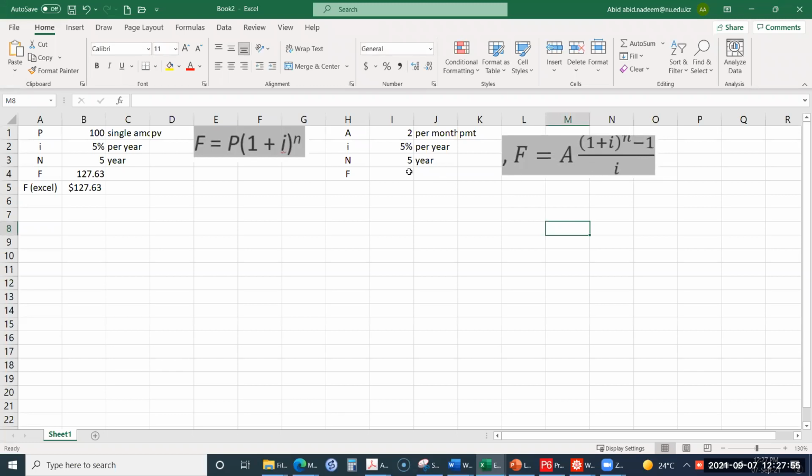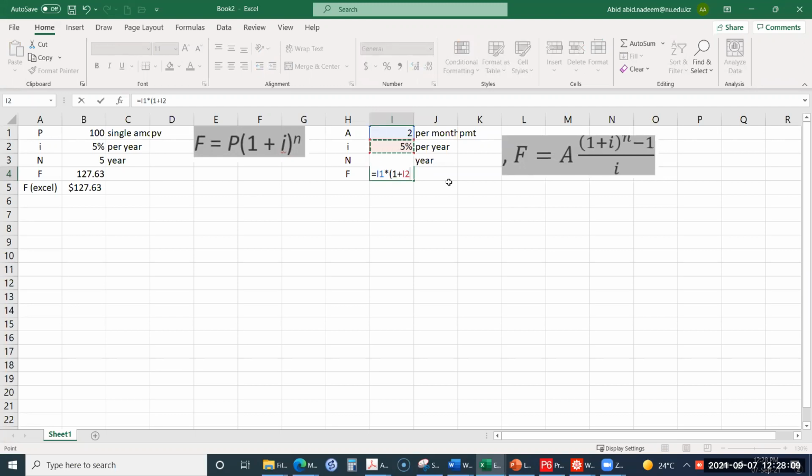If I want to apply this formula, how will I apply it? I will take the value of A, then put an equal sign, A multiplied by bracket 1 plus 5%, power N. So N will be how many? Because in this case the payments are on a monthly basis, we should also take the interest on a monthly basis. So we will assume 5% divided by 12.